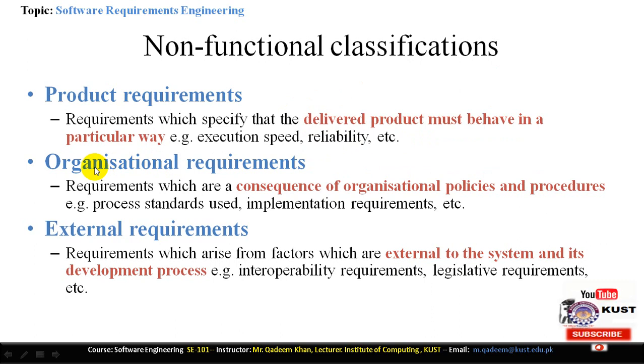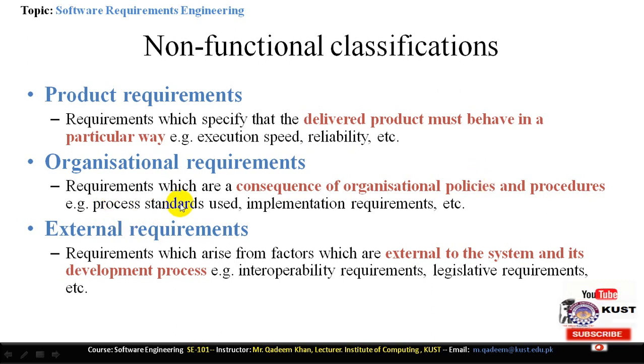So the second type of non-functional requirements is called organizational requirements. Requirements which are a consequence of organizational policies and procedures. So organizational requirements are those non-functional requirements which are relevant to the development organization. They contain the organization's policies and procedures: how we will develop the product, how many people will be required to do the development, what sort of service standards we will follow for the development, and what sort of life cycle models will be used for the development purpose.